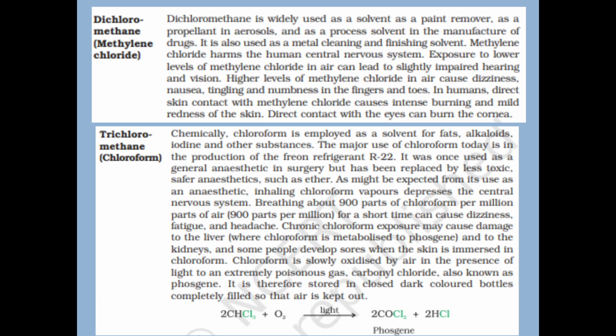Chloroform is slowly oxidized by air in the presence of light to an extremely poisonous gas, carbonyl chloride, also known as phosgene. It is therefore stored in closed, dark colored bottles, filled completely so that air cannot get in. 2CHCl3 with oxygen in the presence of light gives 2COCl2, which is toxic phosgene gas. That's why chloroform is kept in closed dark bottles.